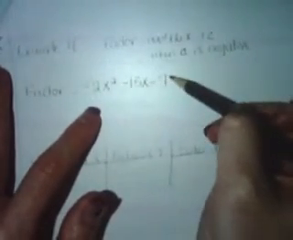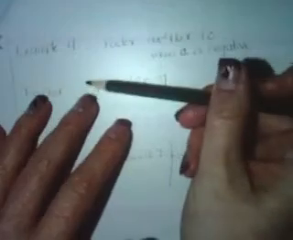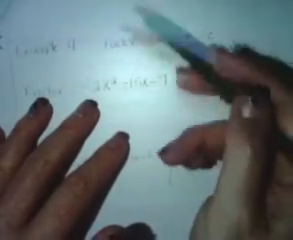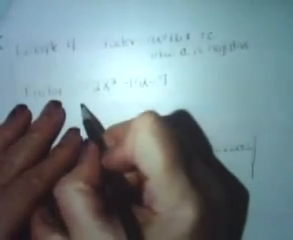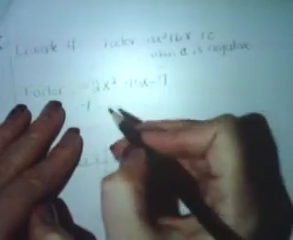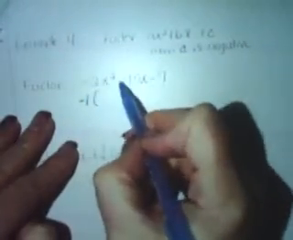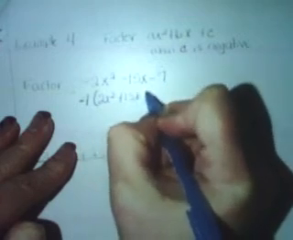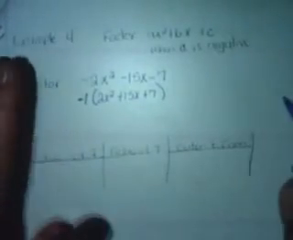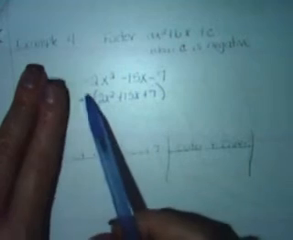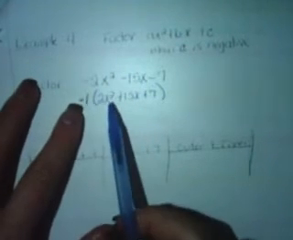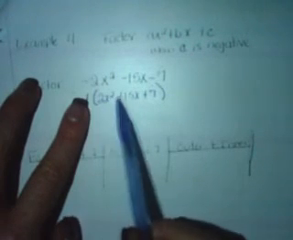Let's factor negative 2x squared minus 15x minus 7. Well, I don't want my leading coefficient to be negative when I'm trying to factor, so I'm going to factor out a negative 1. Once I factor out my negative 1, what that does is just change all this to positive. So I'm going to have 2x squared plus 15x plus 7. Since I've already factored out the negative 1, I'm going to factor what's inside the parentheses. I'm going to factor this trinomial.